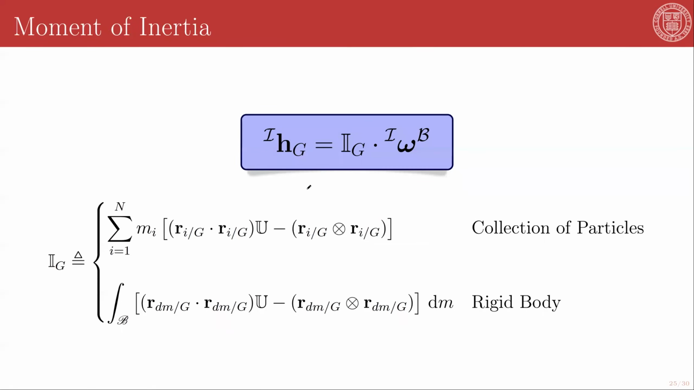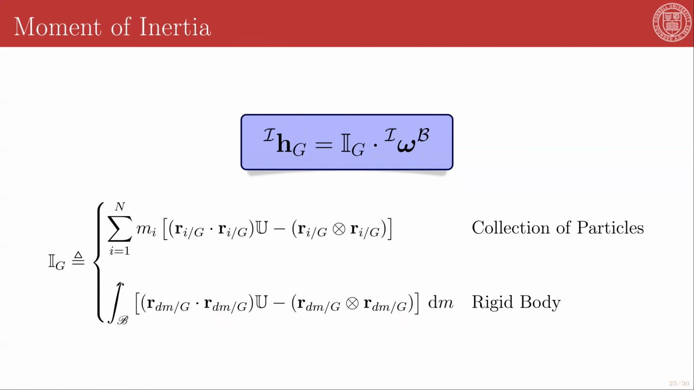In order to more easily evaluate this angular momentum of their body about the center of mass, we can define a quantity known as the moment of inertia. Moment of inertia is the rank 2 tensor such that when dotted with the angular velocity of a body fixed frame B in the inertial frame I with IG, you get the angular momentum about G.